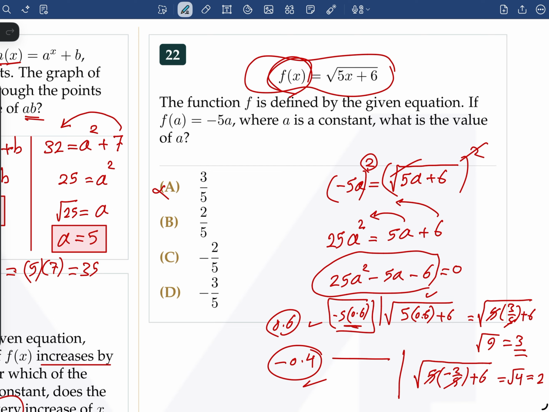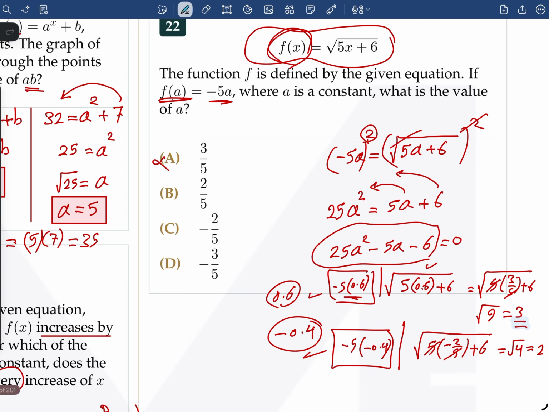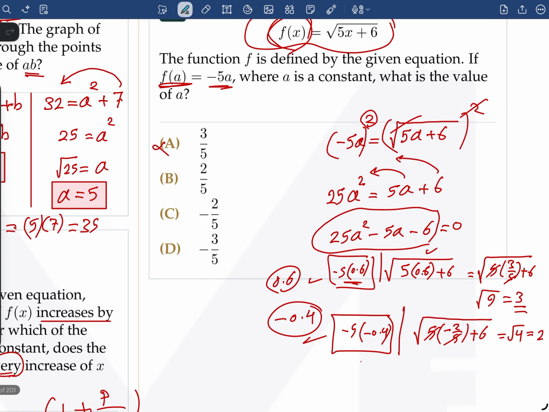But the left side here, f of x, is negative 5a. Negative 5 times negative 0.4, which means negative 5 times negative 2 over 5. Negative times negative is a positive number, and 5 times 0.4 is equal to 2. Look at the left side, it's 2. The right side is also 2. So that's our answer. Negative 0.4, which means negative 2 over 5, letter C.